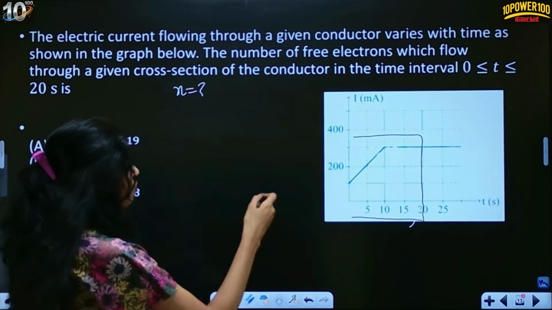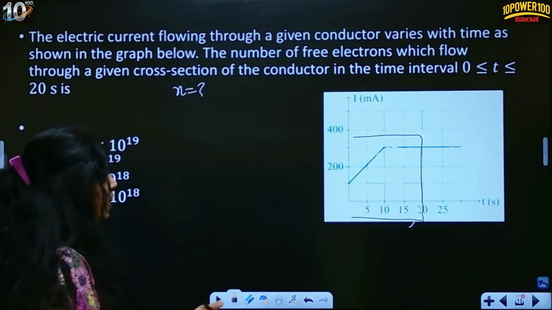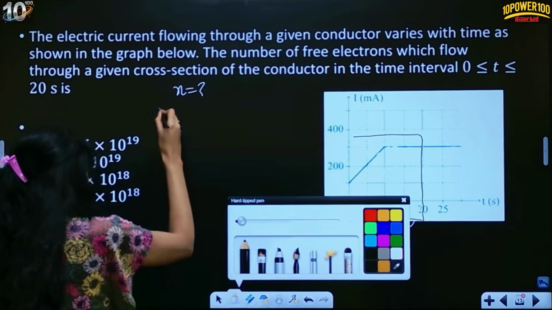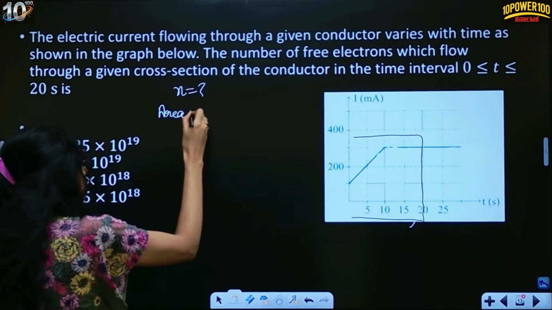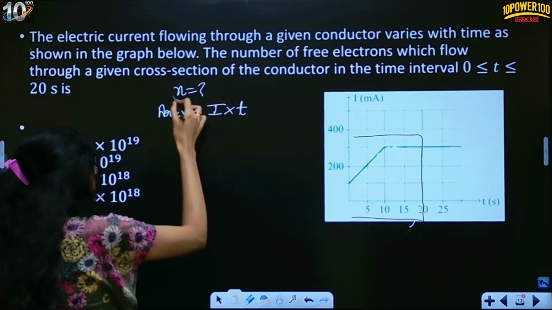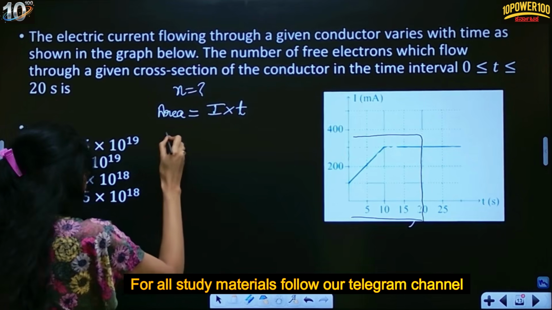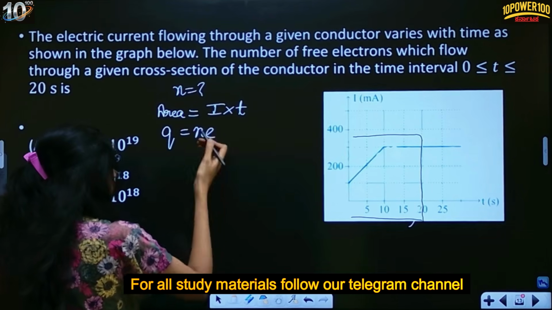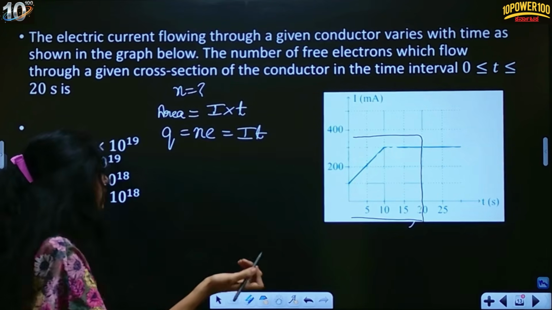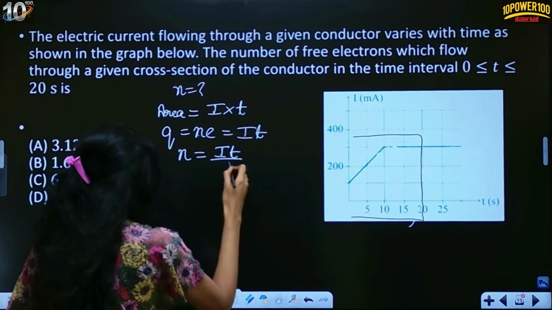Now, this is a graph of I versus t. The slope of the graph is nothing but I divided by t. The area of the graph means I multiplied by t. That's a basic thing which everyone knows. So the area under the curve will be equal to I multiplied by time, guys. Since we are finding n, what are we supposed to do here? Let me take this formula. Q equals Ne, which we know. Also Q equals IT. I equals Q by T and Q equals IT. So I need N. I'll take N as I into T by E, guys.